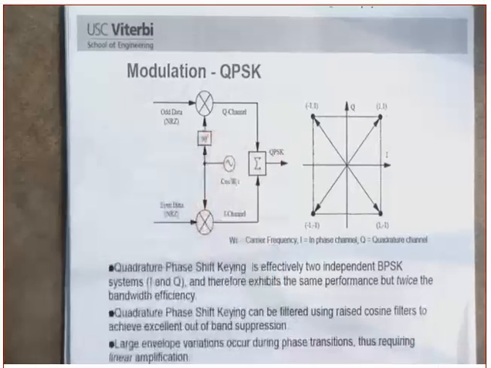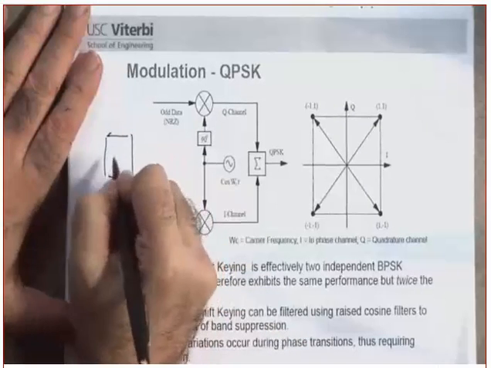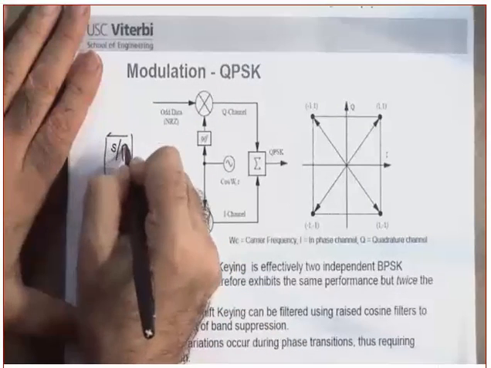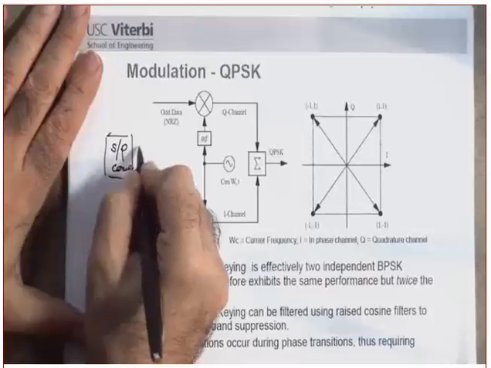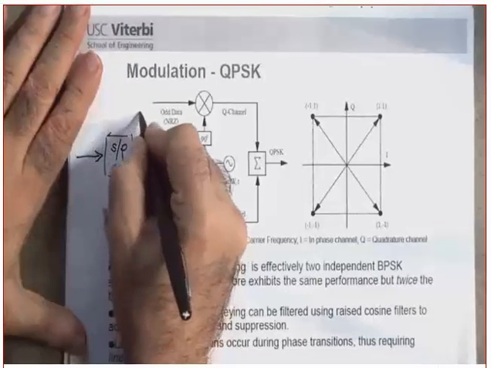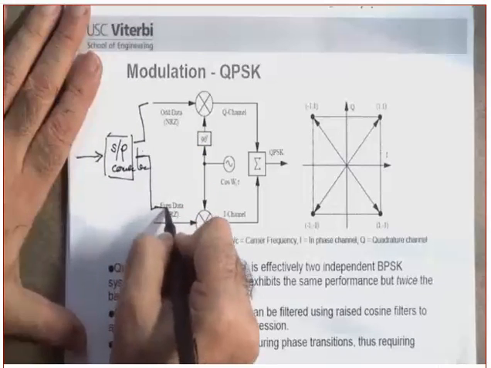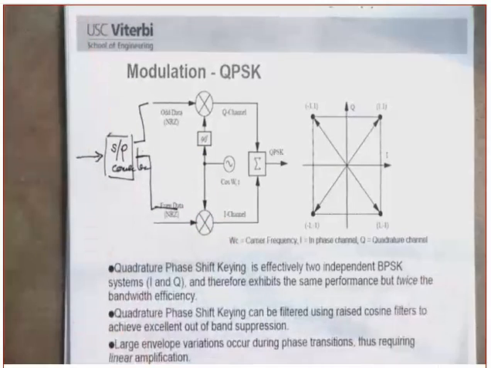This is the odd data. In other words, this is what you have. This is the serial to parallel converter. The odd part will come in here, and the even part will come in here. Clear?